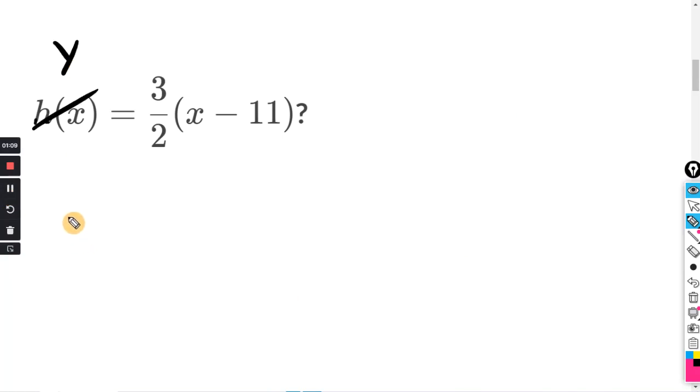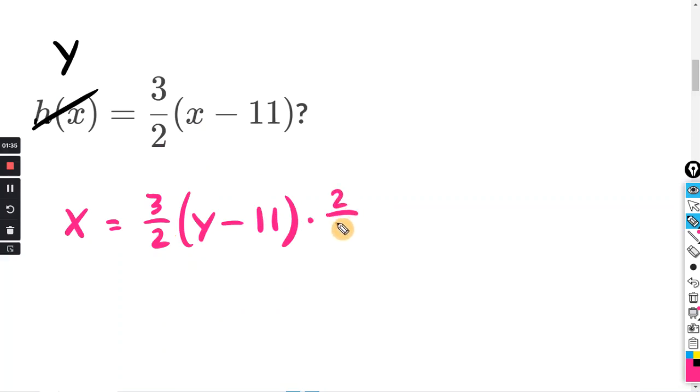So in place of the y, I'm going to write an x, and that equals 3/2. In place of the x, I'm going to write a y minus 11. So we exchange the x and the y, and now we're just solving for the new y. In order to get rid of 3/2, we multiply both sides by the reciprocal. So that's 2/3. You do the same thing to both sides. On the right-hand side, 2 over 2 cancels, 3 over 3 cancels. We're left with y minus 11 equals 2/3 x.